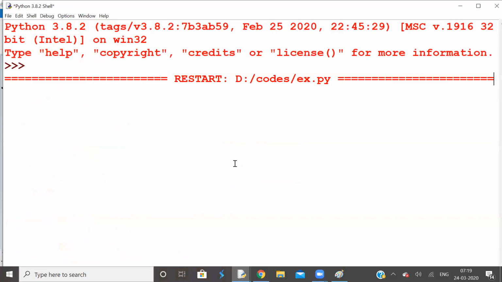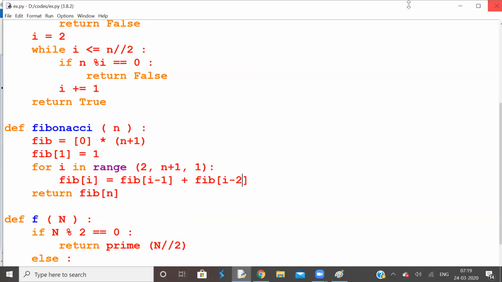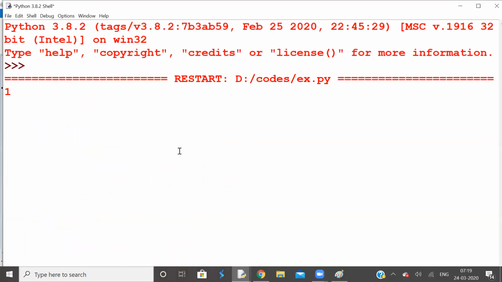So the 11th term is the 6th Fibonacci term: 1, 1, 2, 3, 5, 8. Very good. Next, the 14th term is the 7th prime term: 2, 3, 5, 7, 11, 13, 17.